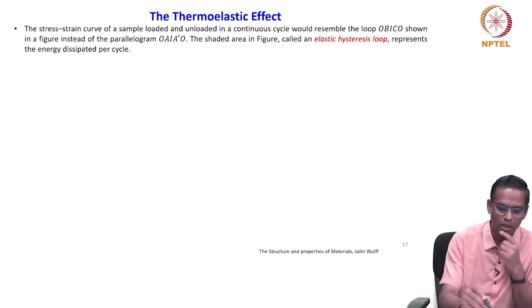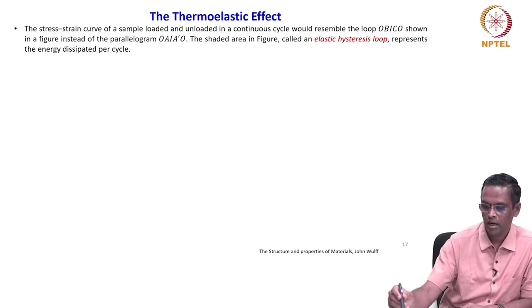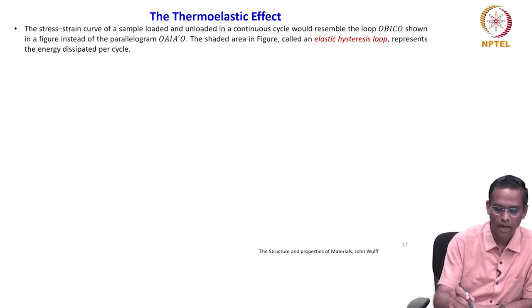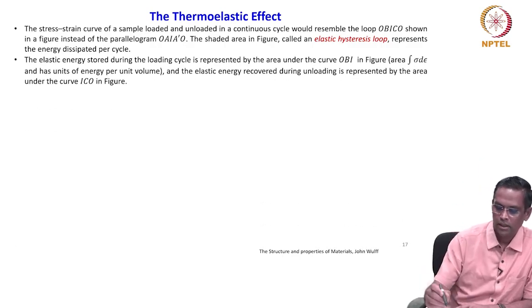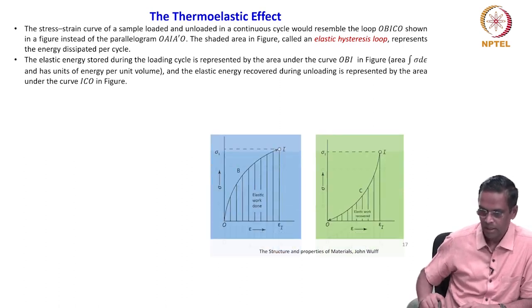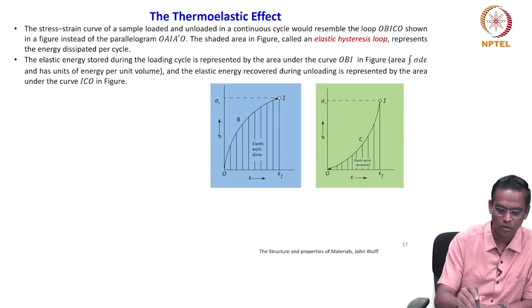The stress strain curve of a sample loaded and unloaded in a continuous cycle would resemble the loop OBICO shown in the figure instead of a parallelogram OAIA-O. Of course, the shaded area, this I have already told. The elastic energy stored during the loading cycle is represented by the area under OBI. This is one way of looking at it. So, OBI, this is an area, elastic work done. And this is nothing but integral sigma dE and has got the unit of energy per unit volume.